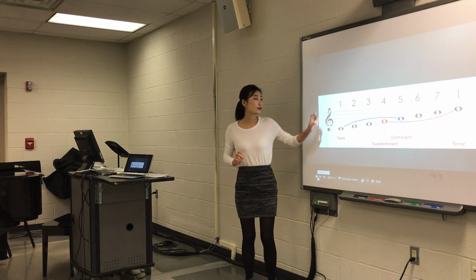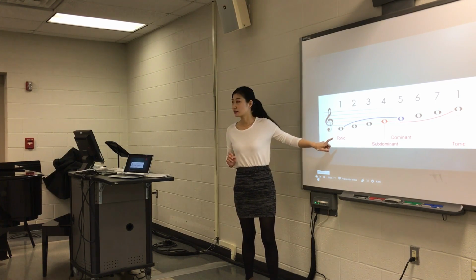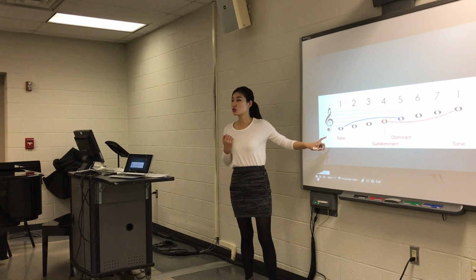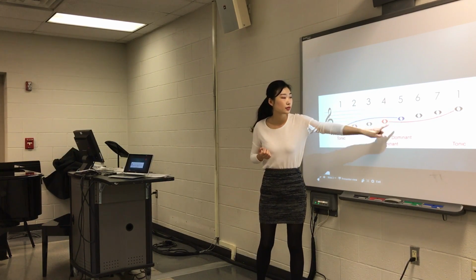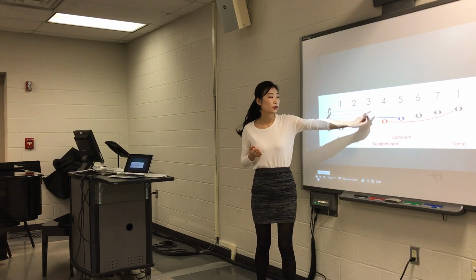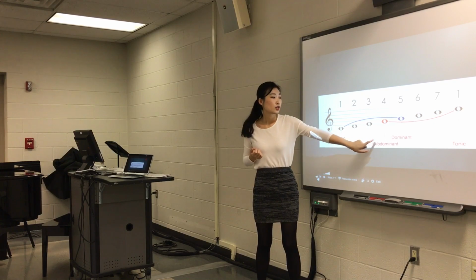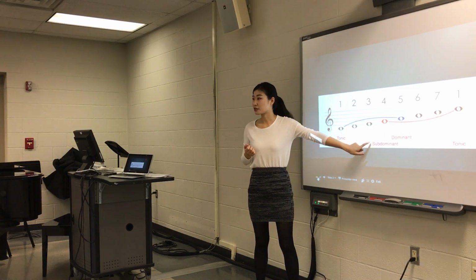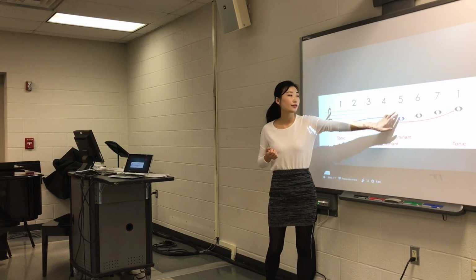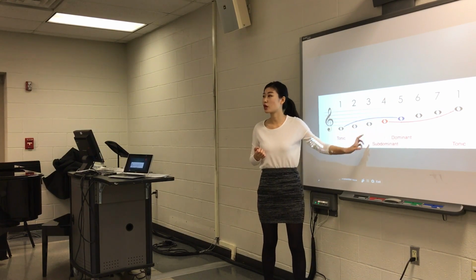Here, we have the first one, note 1, is called tonic. It refers to the tonal center of the scale. The 5th one is called dominant. And here the 4th one is called subdominant. In Latin, sub means under. So we have a dominant, and the 4th note is under the 5th one, so we call it subdominant.